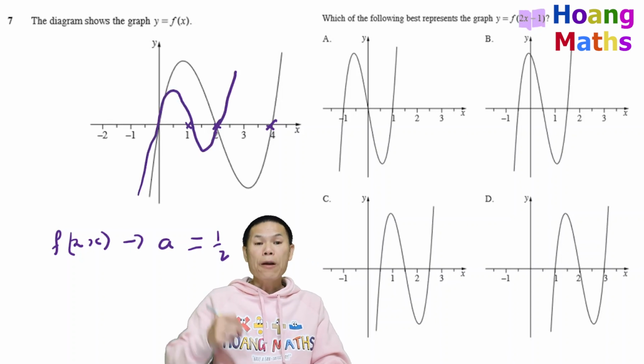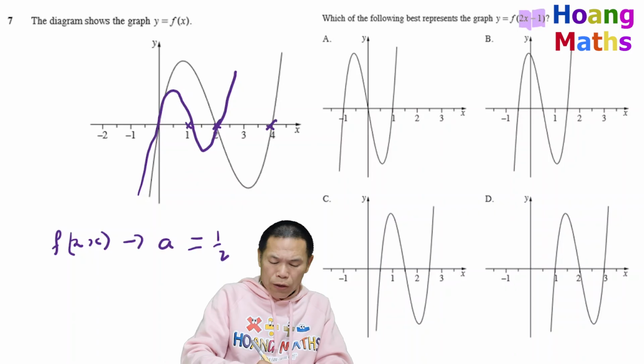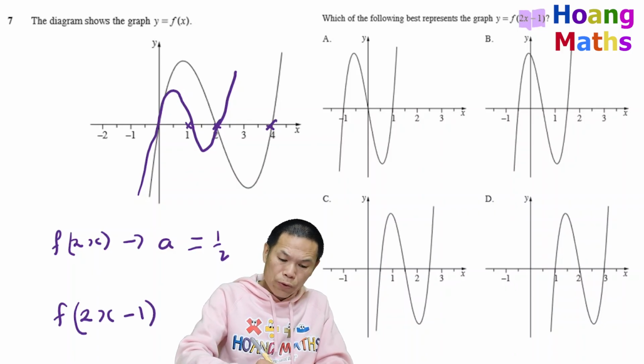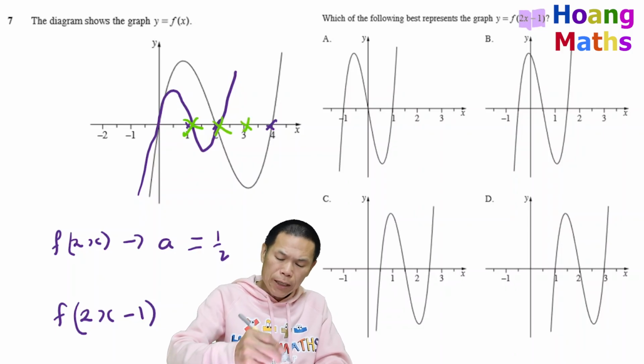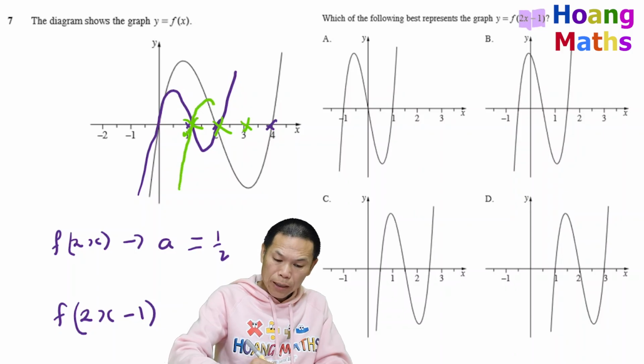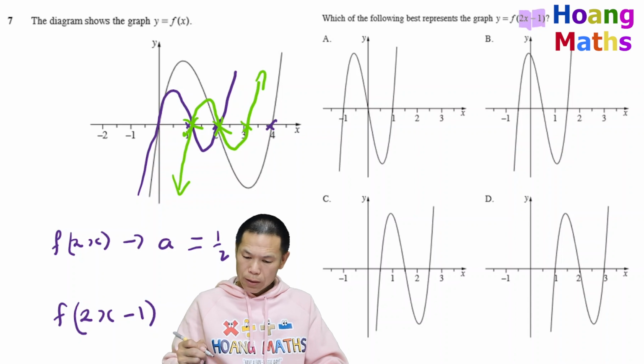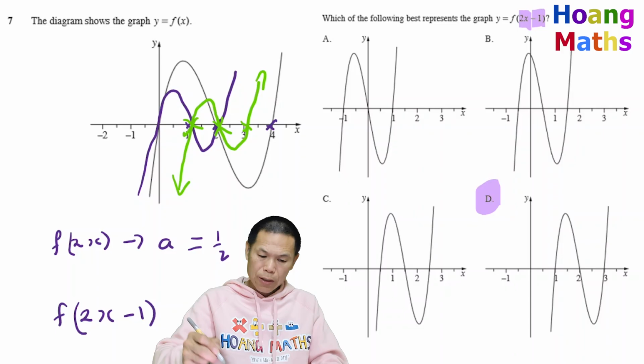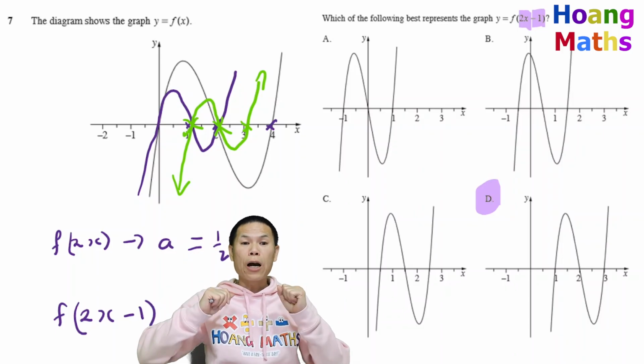But then we shift 1 unit to the right, for f of 2x minus 1. This means the 0 we move to 1, 1 moves to 2, and 2 we move to 3. Keep that in mind. So the graph should be something like this. That would do. So that should be D. That's your answer. So there you go.